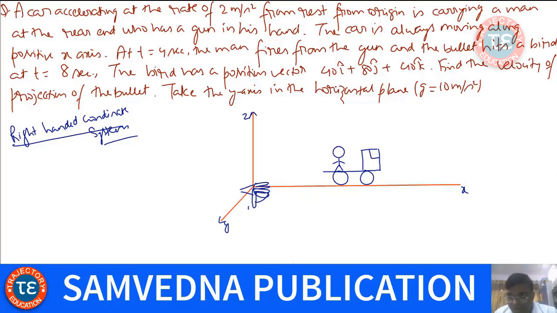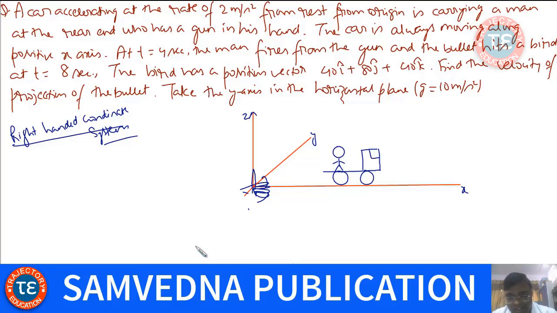Either I should take my z-axis below, which is not good for your question, so I must take this y-axis inward. If I want to draw the right-handed coordinate system, I must take the y-axis inward. And now it is nice. If you put your fingers in the direction of the x-axis and curl them towards the y direction, your thumb will go in the z direction. This is a right-handed coordinate system.